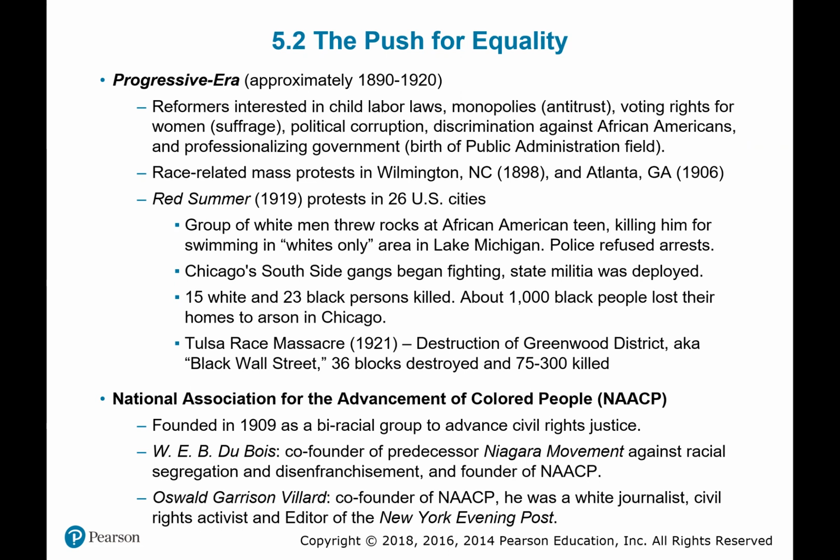W.E.B. Du Bois, excuse me, I said the French pronunciation, was a co-founder of the predecessor called the Niagara Movement, which was against racial segregation and disenfranchisement. And Oswald Garrison Villard was a journalist, he was white, a civil rights activist and editor of the New York Evening Post. So he had quite a bit of reach, especially in the North.